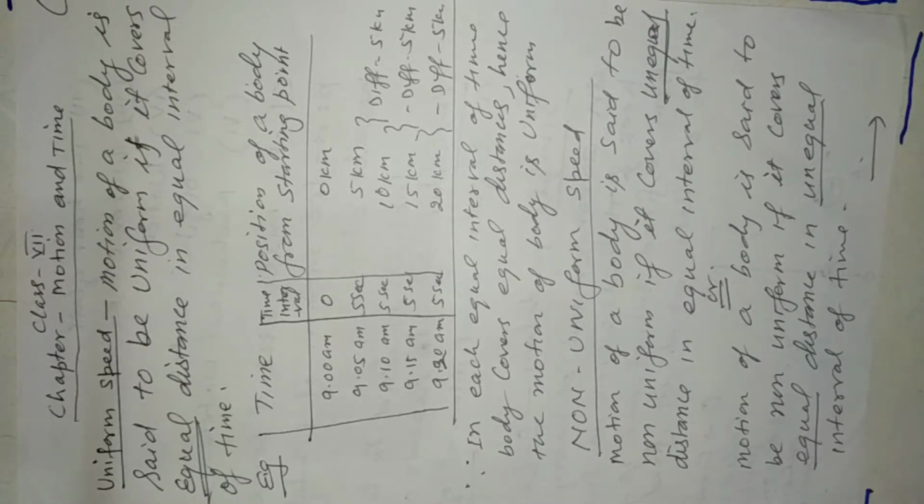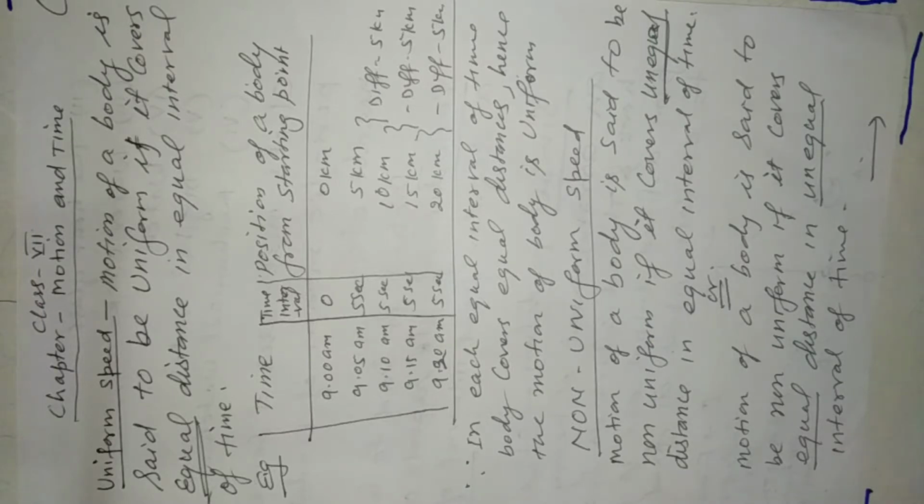Today I am going to discuss some important topics. My first topic is uniform speed. The motion or speed of a body is said to be uniform if it covers equal distance in equal intervals of time. Means a body is covering equal distance in equal intervals of time, then the speed of the body is said to be uniform speed.